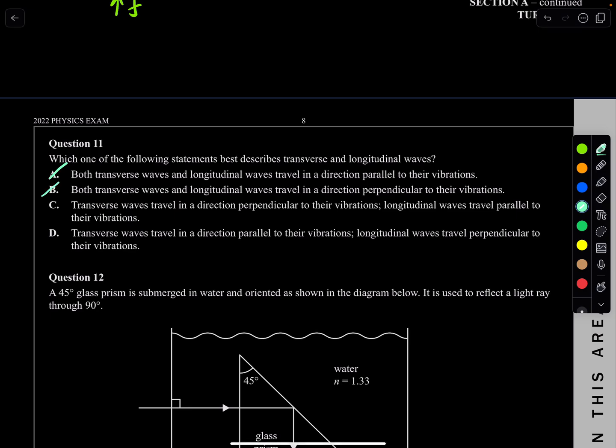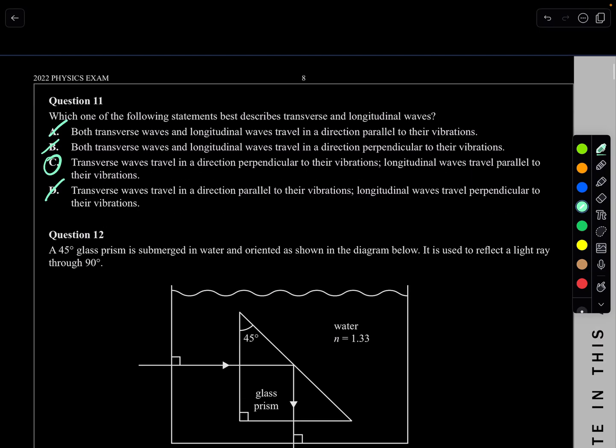C: transverse waves travel in the direction perpendicular to their vibration. Beautiful, yes. And longitudinal waves travel parallel to their vibration. Absolutely beautiful. Let's also look at D: transverse waves travel in a direction parallel to their vibration. Nope, it's just the opposite. So C is the right one.